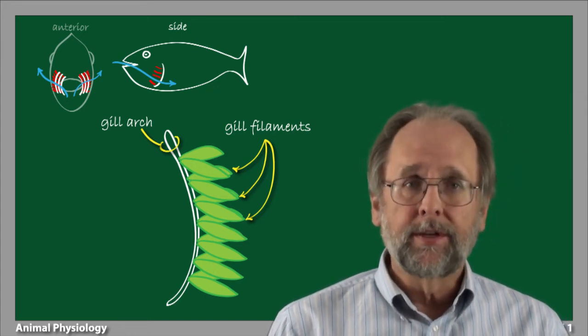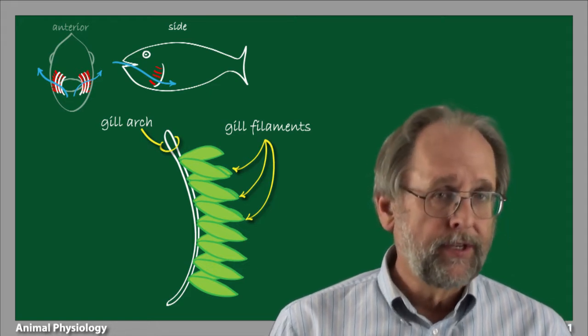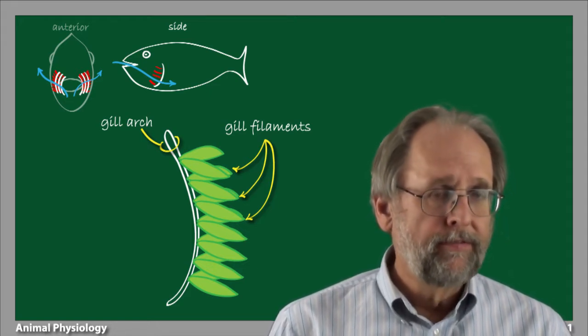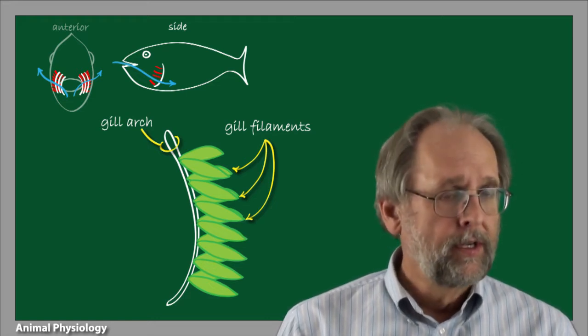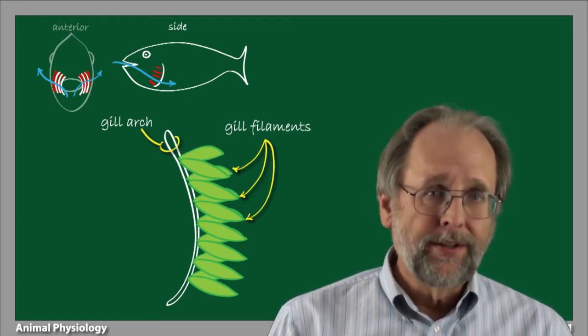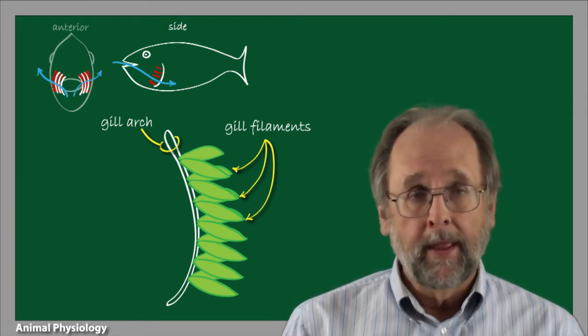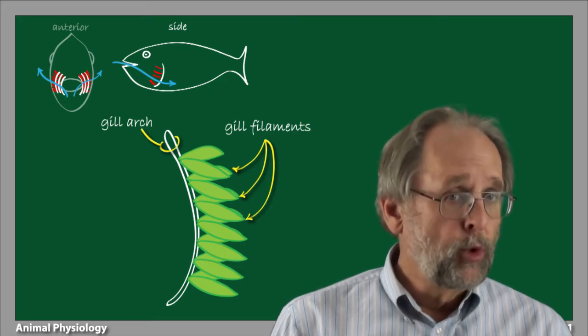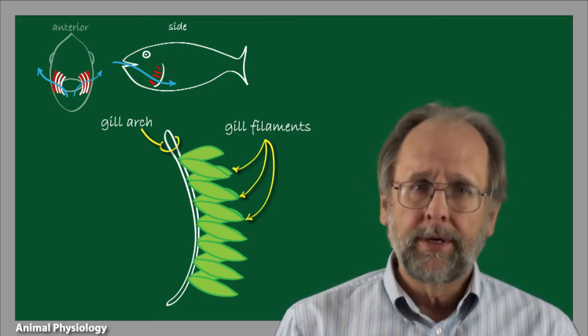The number of these gill filaments varies depending upon the size and lifestyle of the fish. Active, fast-swimming fish typically have filament numbers in the thousands, whereas slow-swimming, sluggish fish typically have filament numbers in the hundreds. Larger fish obviously have more gill filaments than do smaller fish, and so on. The rules are pretty intuitive.